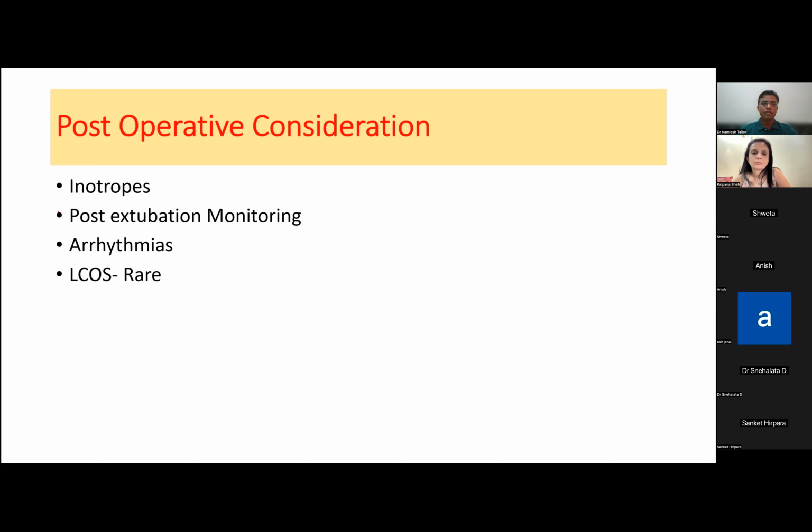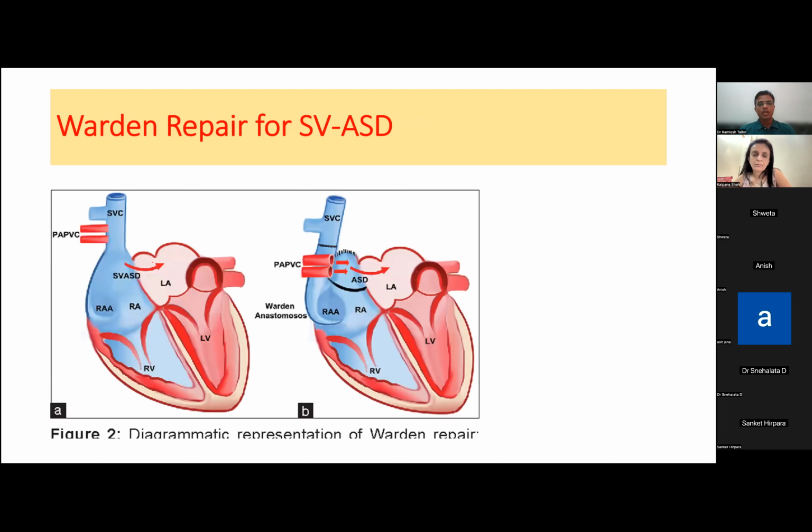For early extubation, arrhythmias, one has to be watchful, but usually they will not have much arrhythmia, and even low cardiac output is rare in ASD patients. The last one is sinus venosus ASD. There are different types of repair apart from routine closure, which we are routinely performing when there is a sinus venosus ASD.